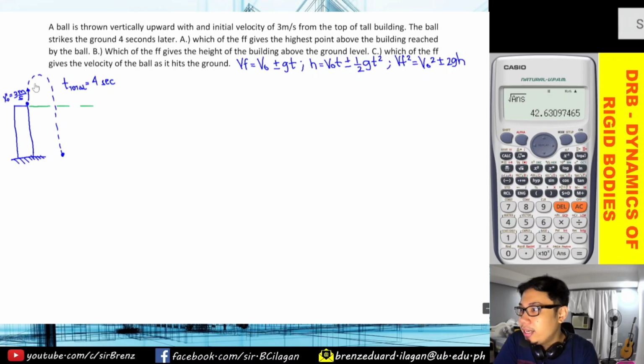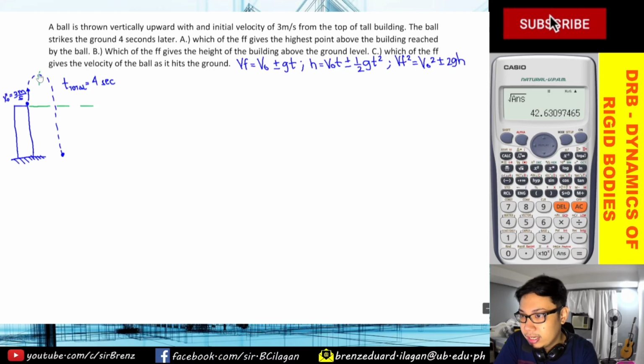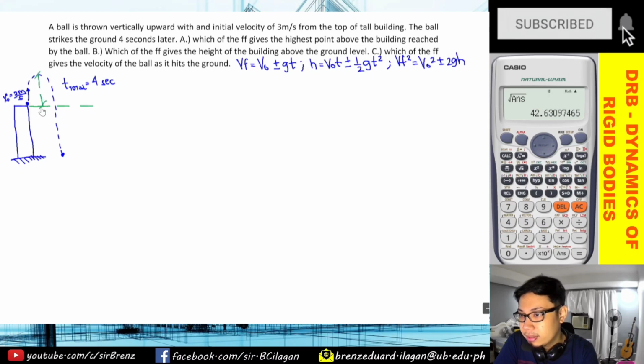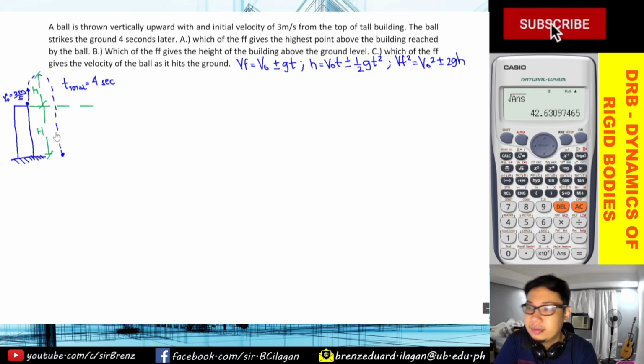So, for letter A, ang hinahanap niyan is the highest point above the building. So, i-denote na lang natin siya as, ano gusto niyo letter? Sige, small letter H na lang. And then, yung height ng building, ilet natin siya as our capital letter H.